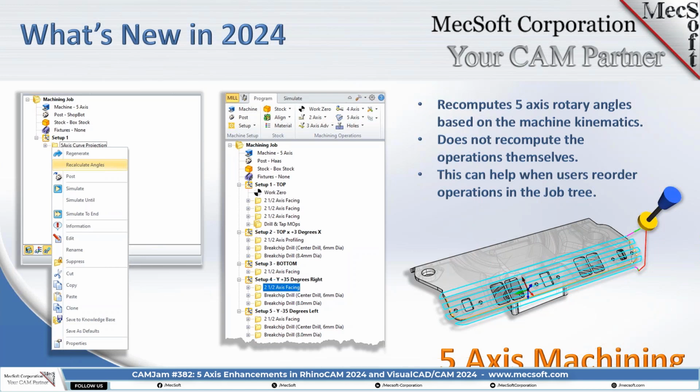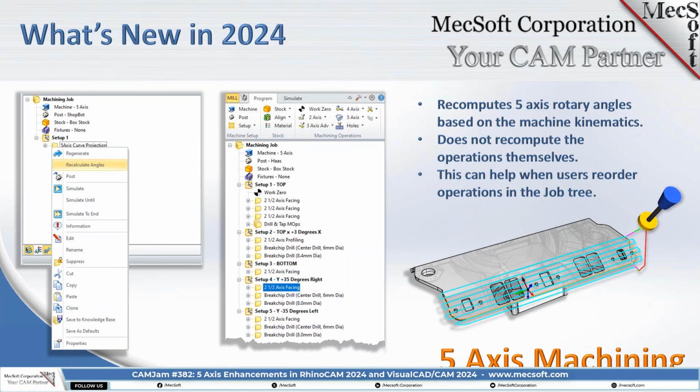So it might always be a good idea to do this because you might have done some editing that you'd forgotten about or were not aware of. And this was based on user requests. So this is an important enhancement for 5-axis customers.